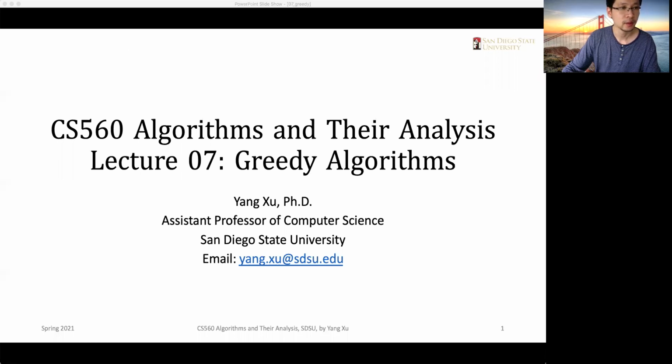And actually, this new chapter, this new type of algorithms is very closely related to dynamic programming. And basically, it is, I would say, an algorithm that is easier to understand than dynamic programming because it doesn't solve all the sub-problems, right?